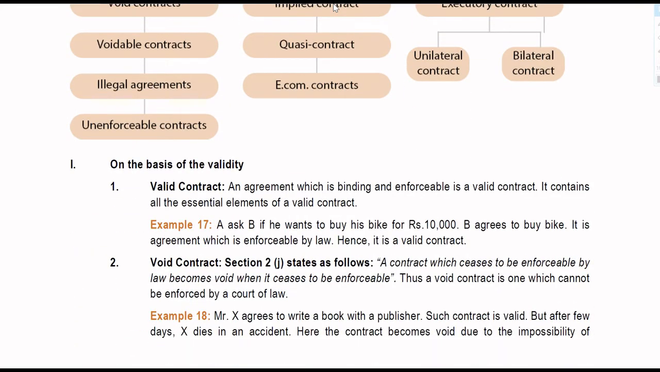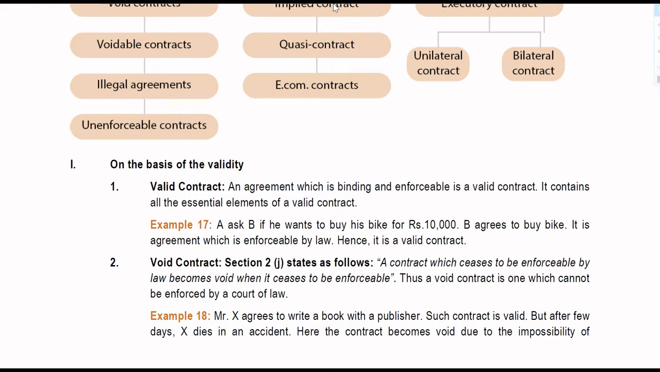On the basis of validity, valid contract. An agreement which is binding and enforceable is a valid contract. It contains all the essential elements of a valid contract. Example 17. A asks B if he wants to buy his bike for 10,000. B agrees to buy the bike. It is an agreement which is enforceable by law. Hence, it is a valid contract.